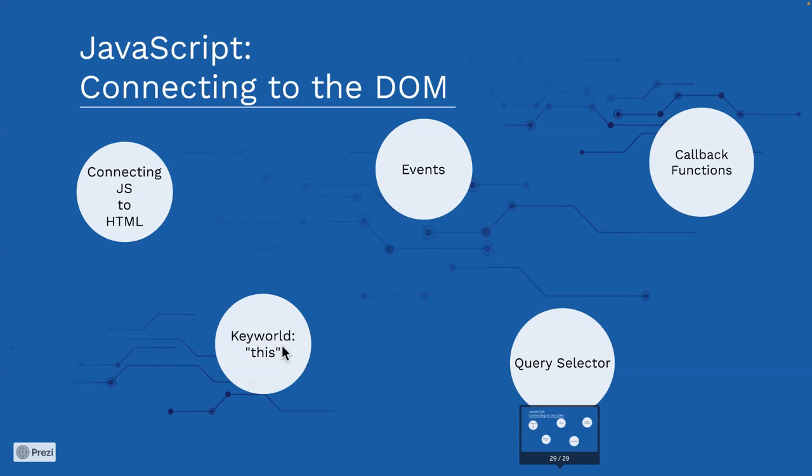Okay, we're gonna go over the keyword this, what that means, different events, the query selector. So the keyword this and the query selector are different ways to access the elements that we would create on our HTML. So any tag that we would create on our HTML, there's two different ways that we can access those tags now, get that information. There's two ways that we're gonna show you today. First way we're gonna start off is showing you the keyword this, and then we're gonna go over the query selector, okay? And the last thing we'll go over is callback functions.